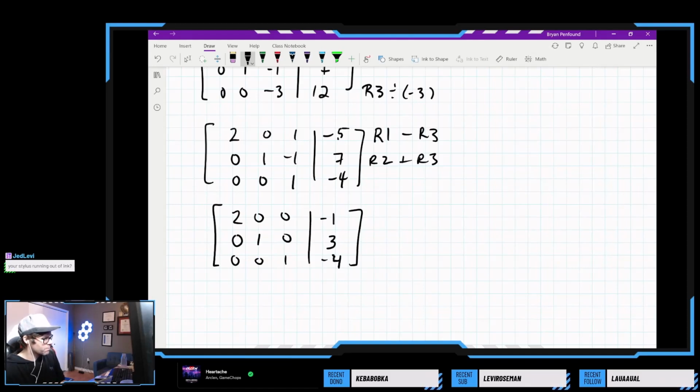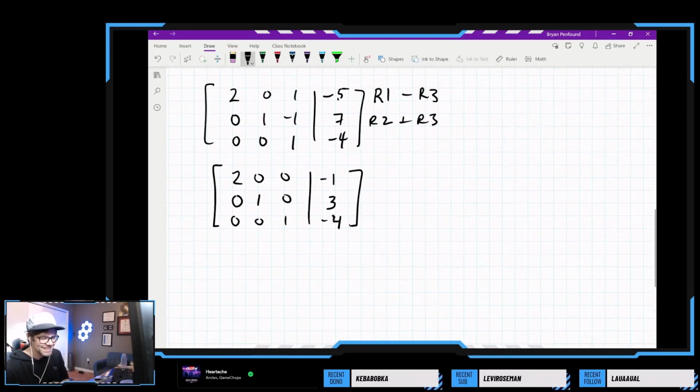So I think that looks a little bit better, right? Is my stylus running out of ink? Oh my god. Maybe it's running out of charge.